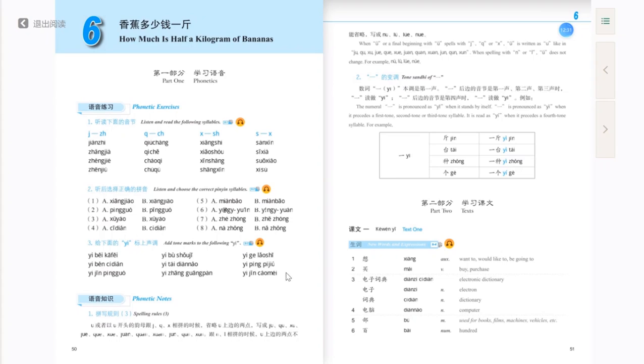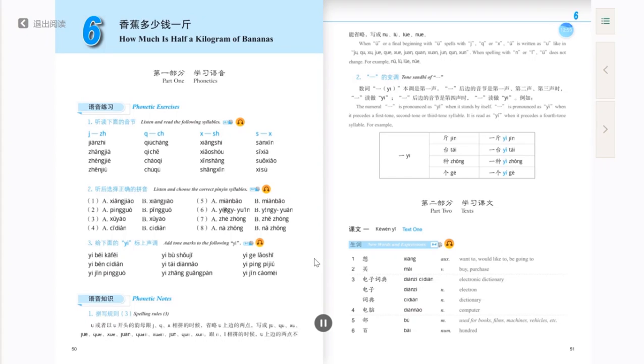And 瓶, second tone. So 一瓶啤酒. And this one, 斤, first tone. So 一 is changed into fourth tone. 一斤苹果. And 张, also first tone. 一张光盘. And the last one, also 斤, first tone. So 一斤草莓. Okay, now please listen to the recording and repeat.